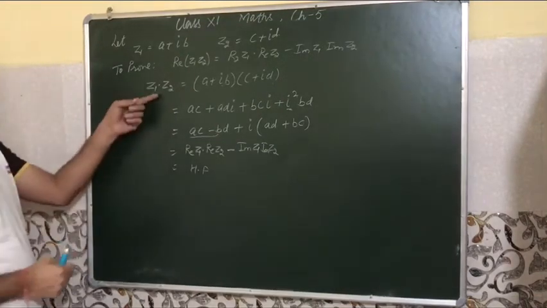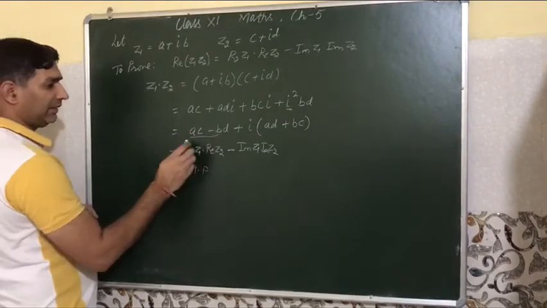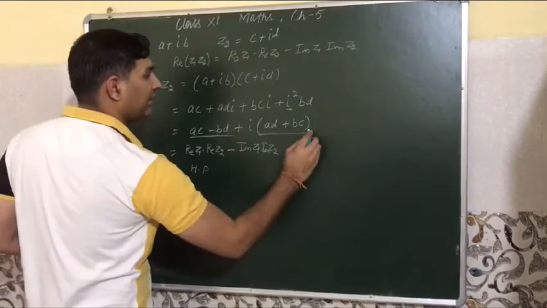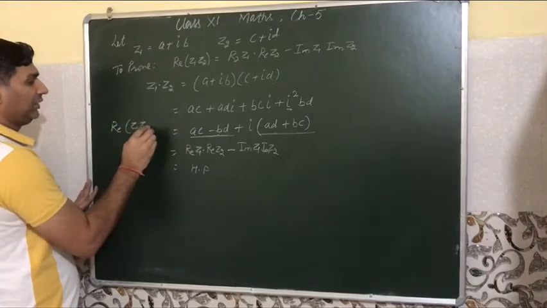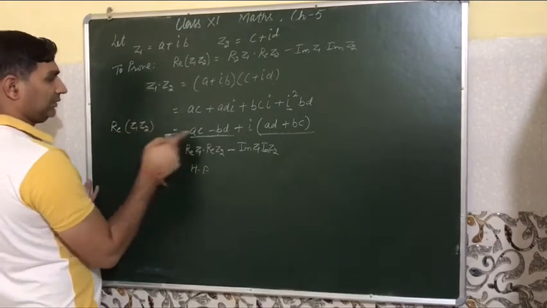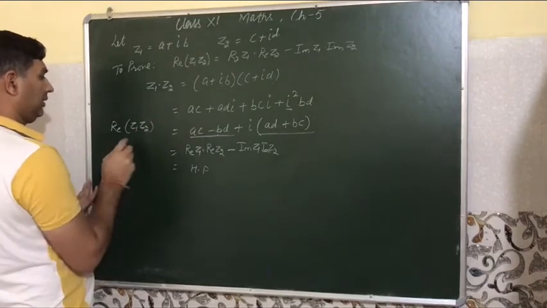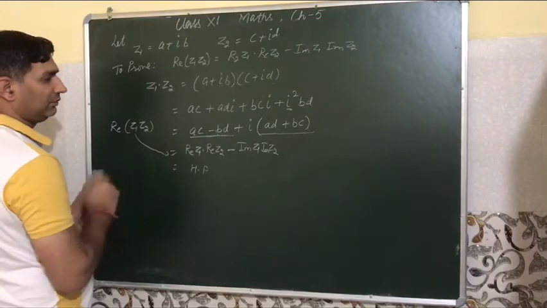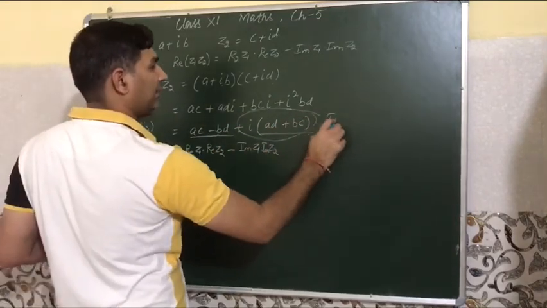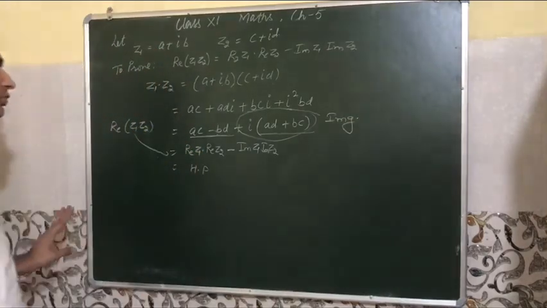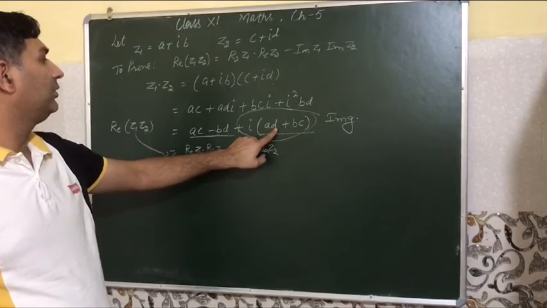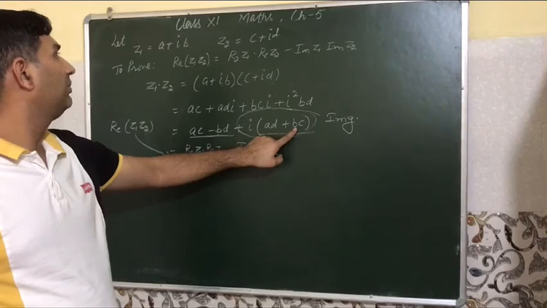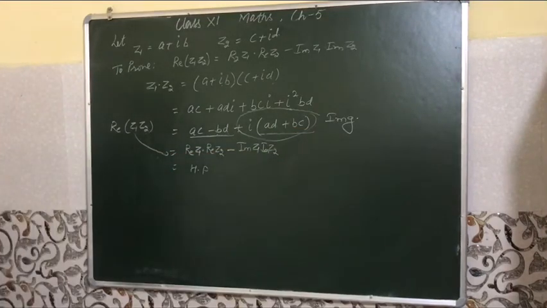Because z1 into z2 is a complex number, this is the real part and this is the imaginary part, and this real part is the real part of z1 into z2. The imaginary part can also be asked: real part of z1 and imaginary part of z2 plus imaginary part of z1 and real part of z2. So the question can be asked this way too, you can do it this way as well.